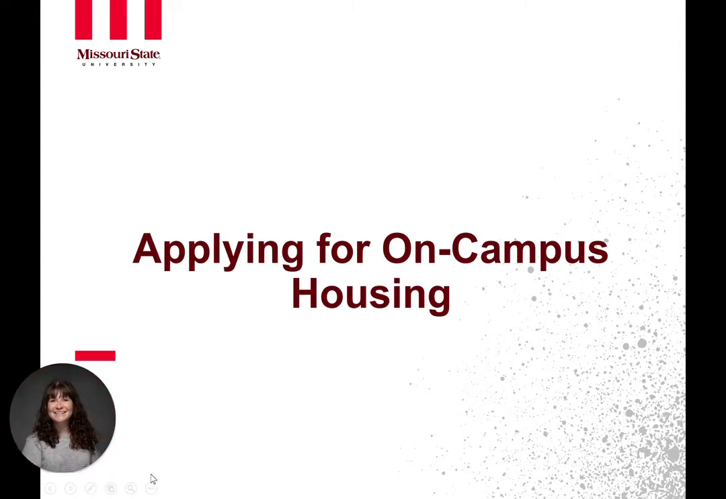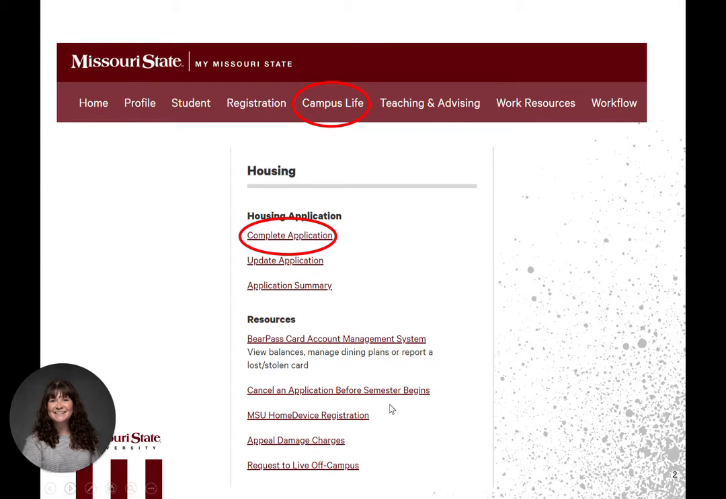When you were admitted, you should have gotten all the information that you need to activate your My Missouri State account or your Bear Pass account. So you're going to start by logging into that Bear Pass account, and once you're in, you're going to navigate to the tab at the top that says Campus Life, which I have highlighted here, and then from there, you're going to scroll down until you see the box titled Housing on the left side. Inside that box, you're going to click on Complete Application, which I also have highlighted above.